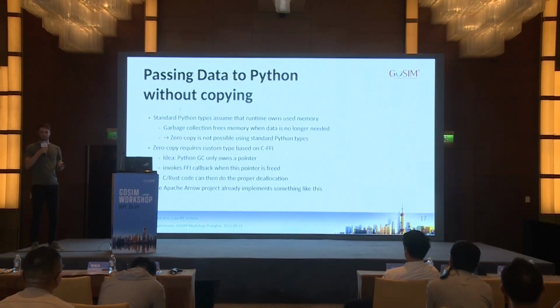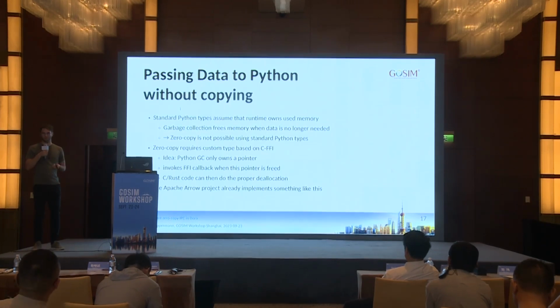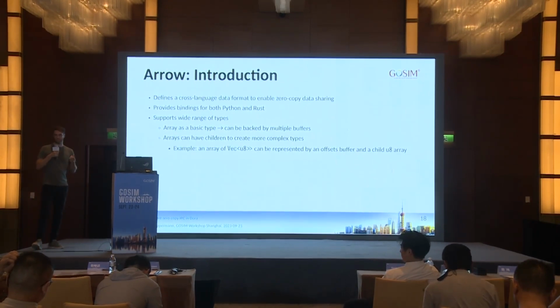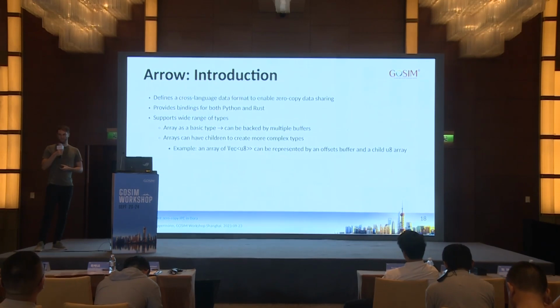As you can imagine, this is all quite complex, so implementing something like this and ensuring that you're doing everything correctly and not messing up some frees or pointers is quite difficult. Fortunately, we have the Apache Arrow project that was already mentioned before that implements something like this. It specifically targets zero copy data sharing across different languages. The idea is that it defines a format of data in memory that can be used from Python, from Rust, from C, and other languages without copying the data.